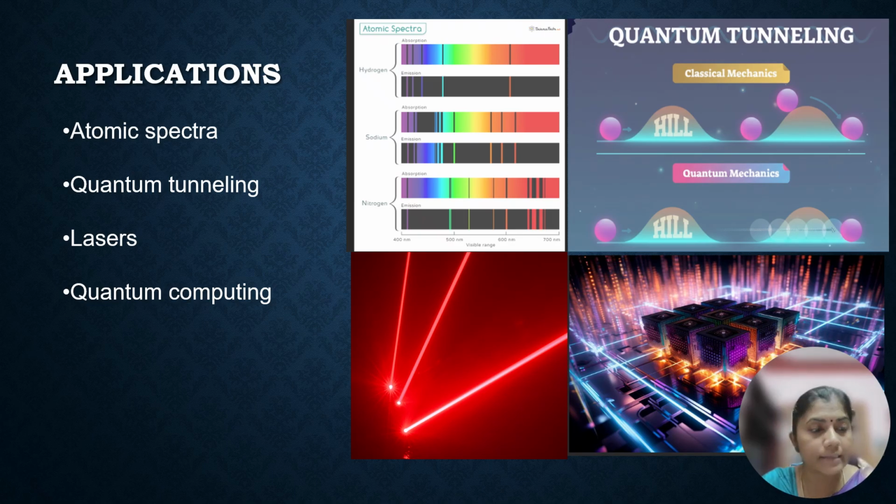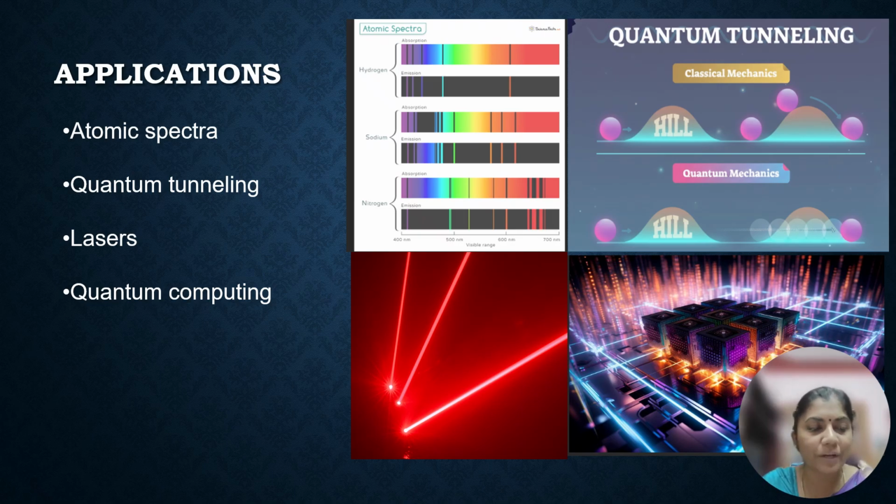Next is laser. Lasers are a direct application of quantum mechanics. They rely on stimulated emission, where an excited atom, when struck by a photon, emits another photon in phase with the first. This produces coherent monochromatic light. Lasers are used in medicine, communication, industry, and even everyday devices like barcode scanners.